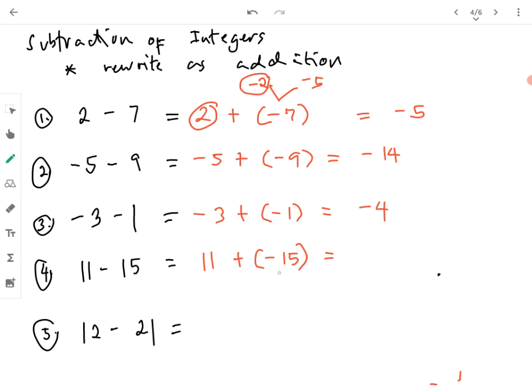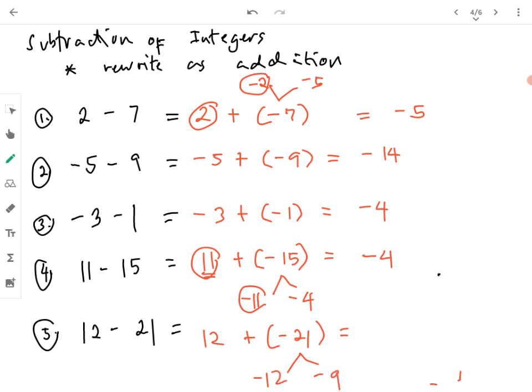Going back to number 4, negative 15 can be split as negative 11, with respect to 11, and negative 4. So positive 11 and negative 11 make 0. The answer is negative 4. 12 minus 21, we have 12 plus negative 21. We can split negative 21 as negative 12 and negative 9. Negative 12 and positive 12 make 0. We are left with negative 9. So that's how we subtract integers.